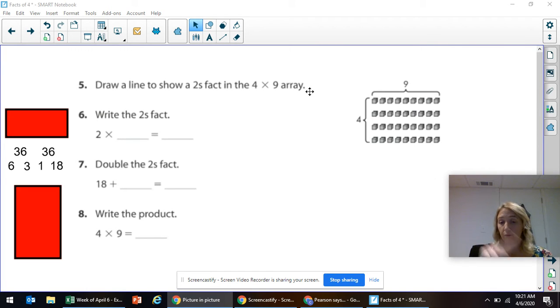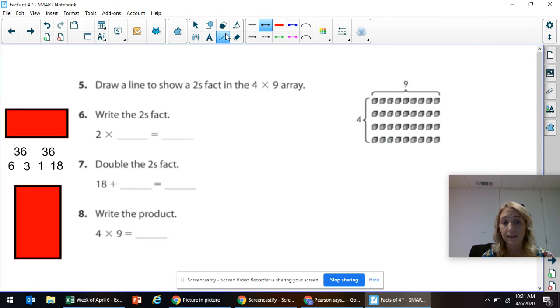Where would we draw it? So if you have your finger, draw it on your screen. You should split it into 2's, 2 rows. So now you have 2 times 9 plus 2 times 9. We split it into that because we should know our 2's facts.